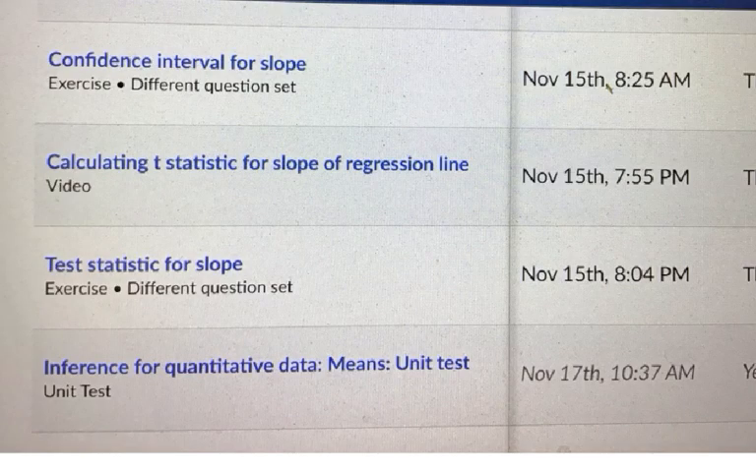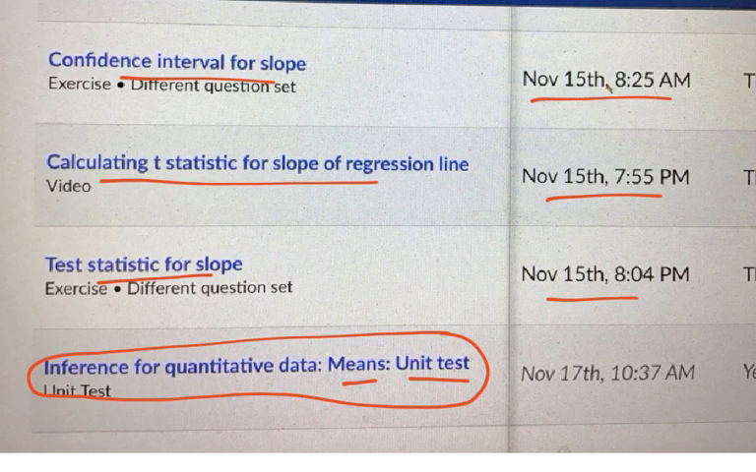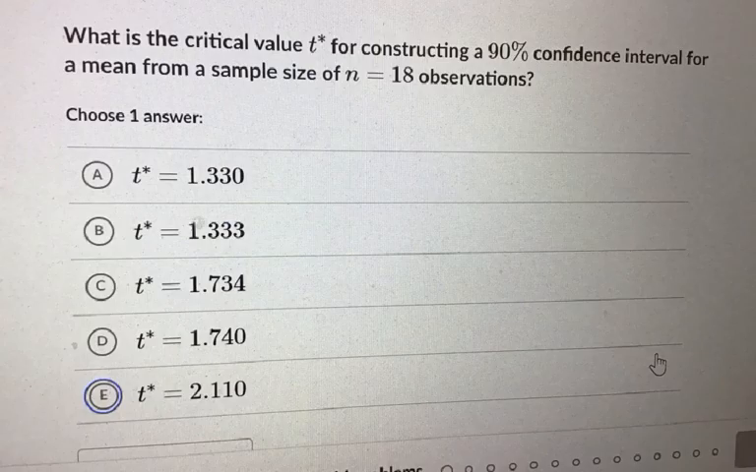So, anyway, here it is. It's called Inference for Quantitative Data. Means testing, basically. And notice this coming Thursday, we have these assignments on intervals and test statistic for slope of regression that are due. So keep that in mind as the days go on.